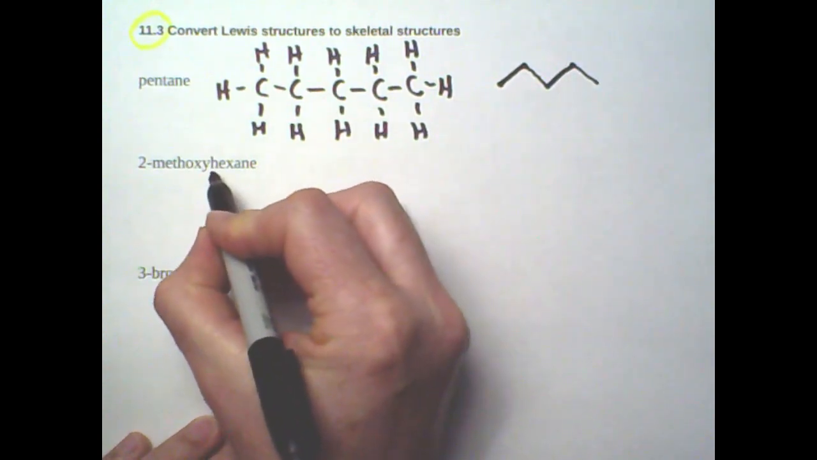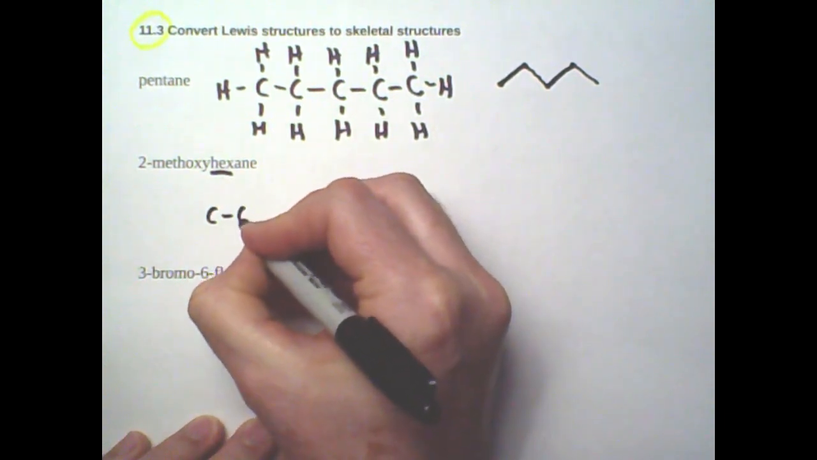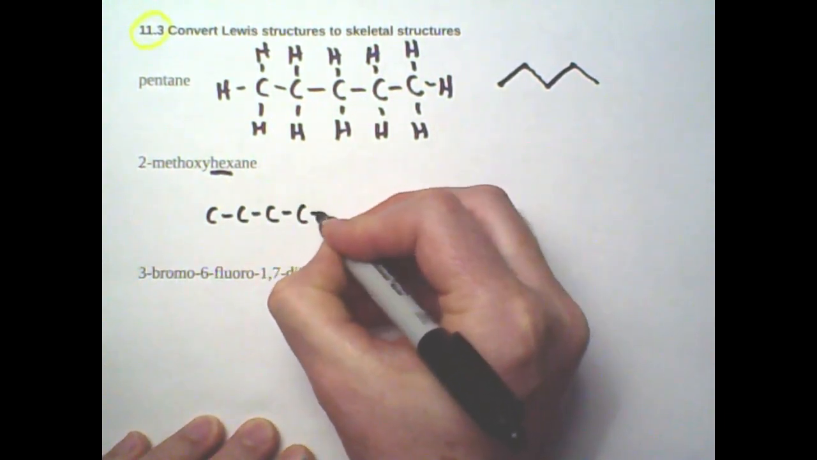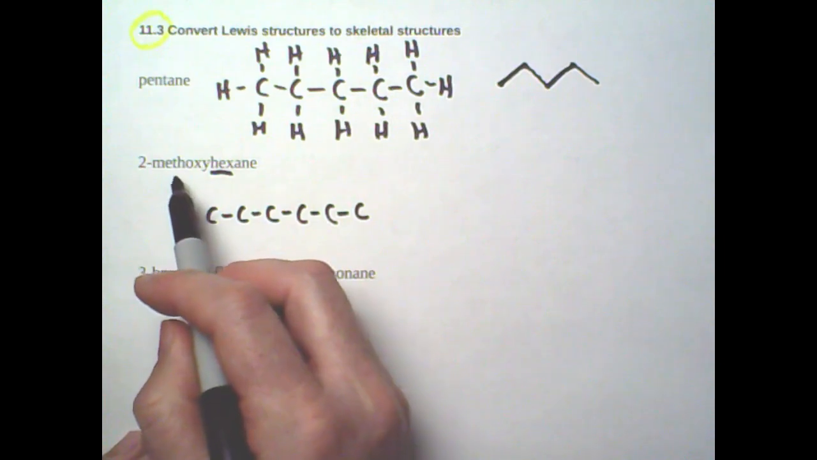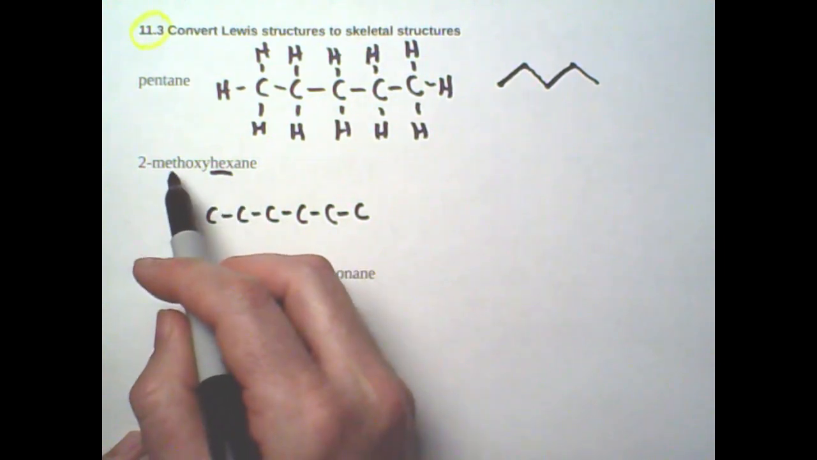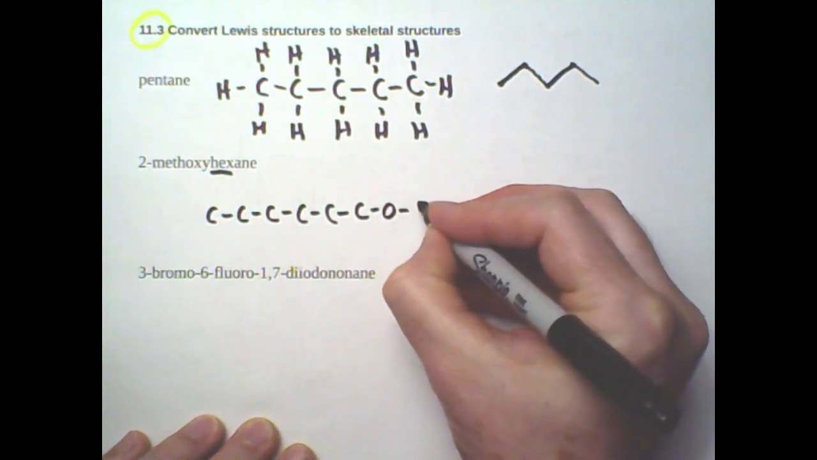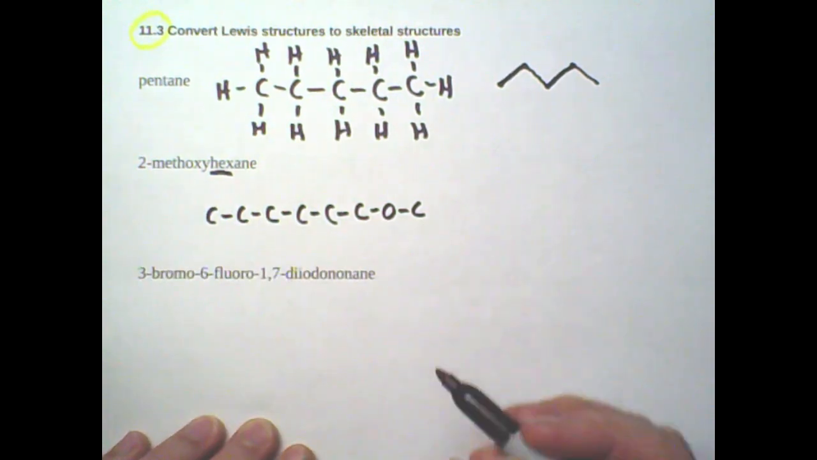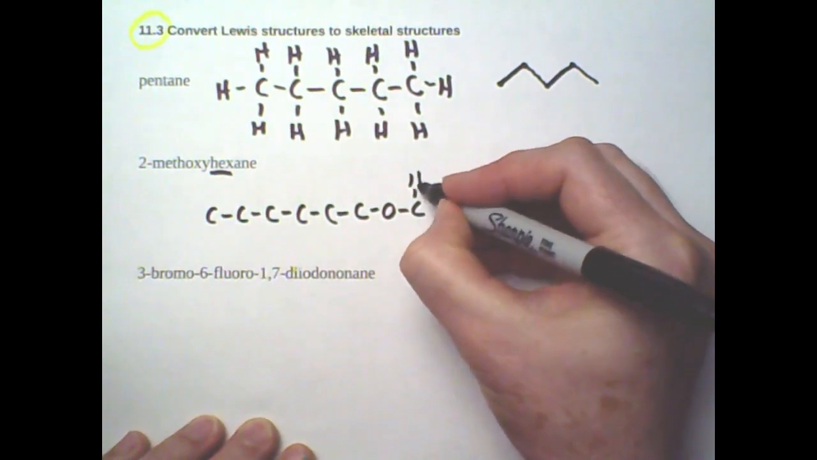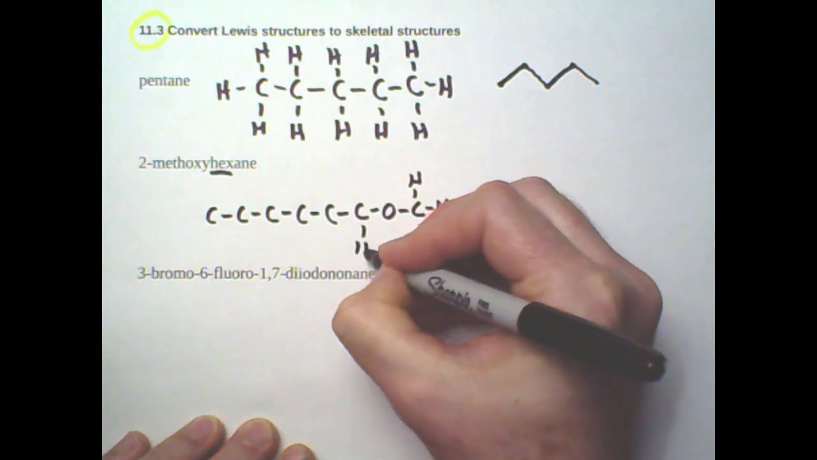So second one, methoxyhexane. Start with the root. We've got 6 carbons. Methoxy attached to it tells me I've got an ether. So I go OC. Meth tells me there's 1 carbon in the ether. Now I finish it off with all the needed hydrogens.